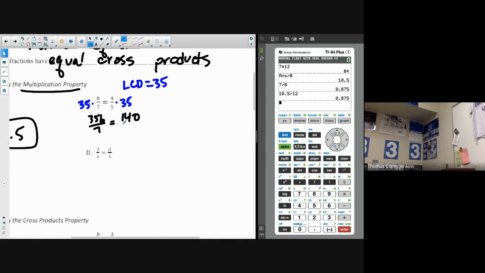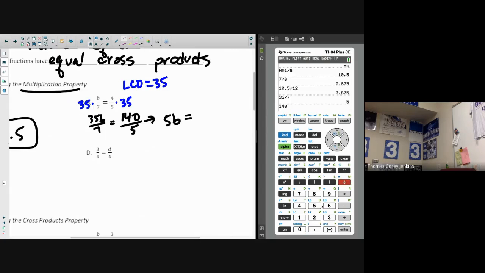So 140 over 5. Okay, and then we can simplify, and if you multiplied by the right thing, these should go away, right? So 35 divided by 7 is 5. So this is really equal to 5B equals whatever 140 divided by 5 is. So 28.